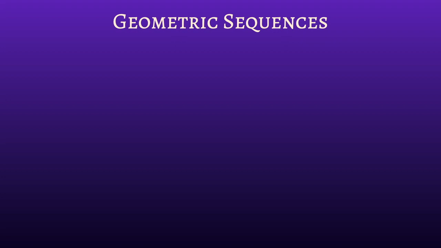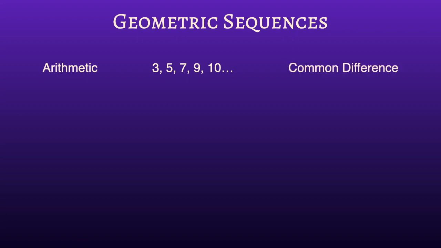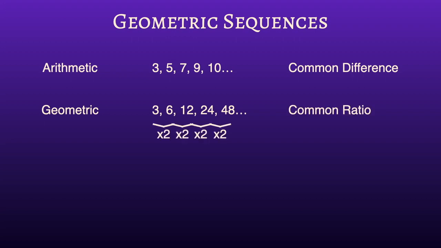Today we're going to discuss geometric sequences and series. We should be familiar with arithmetic sequences, which have a common difference that is added to find the next term. Geometric sequences follow a similar idea, except that each term is multiplied by a constant to get the next term. This constant is called the common ratio.